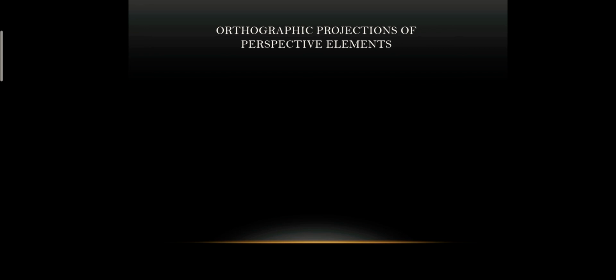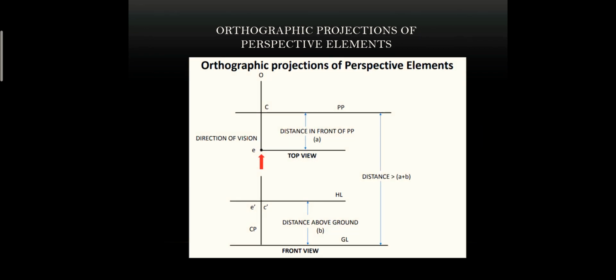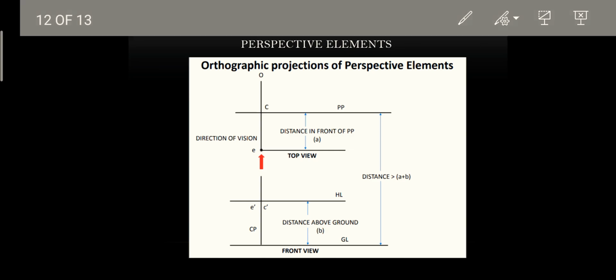Okay, orthographic projection of the perspective elements. Orthographic projections mean the front view and the top view of the object. Front view means if you are standing in front of the object, what you are seeing, that is the front view. And from the top, what you can see and draw on paper is the top view of that object. This is the orthographic projection of the perspective elements.